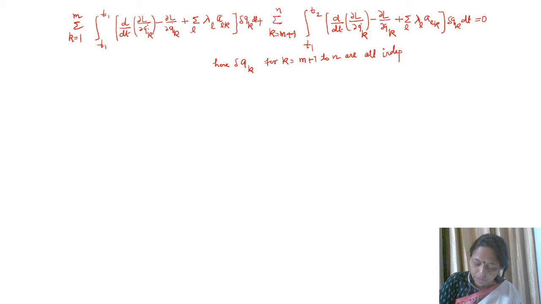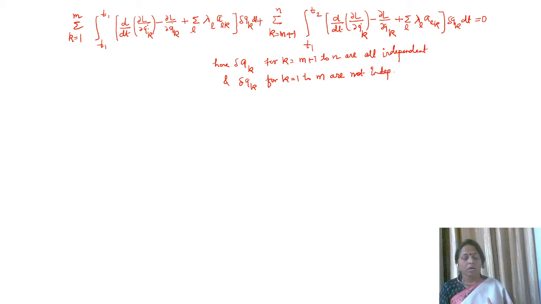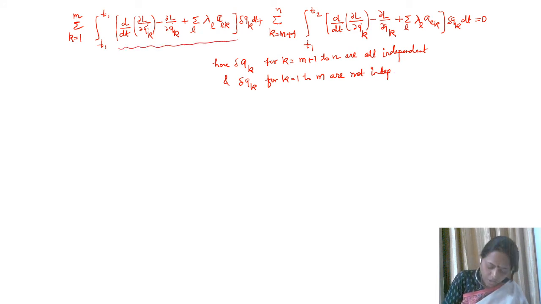This is the condition. And delta qk for k equal to 1 to m are not independent, but we have chosen lambdas as multipliers, so we will choose these lambdas in such a way that this expression becomes 0.